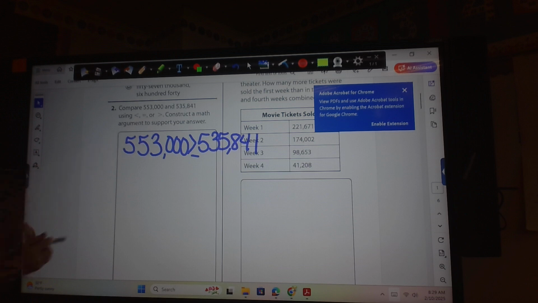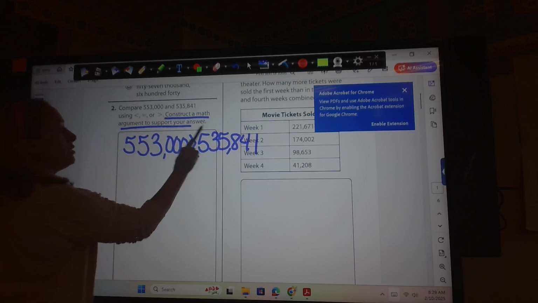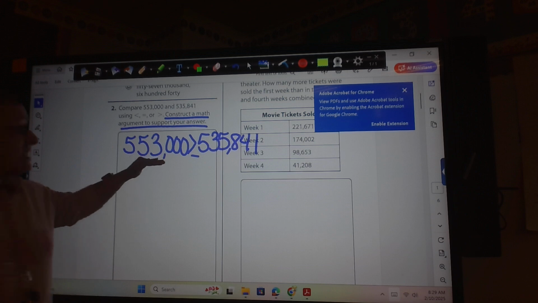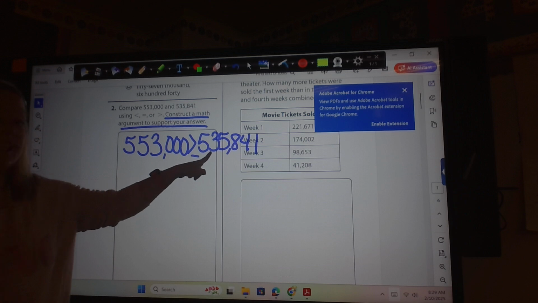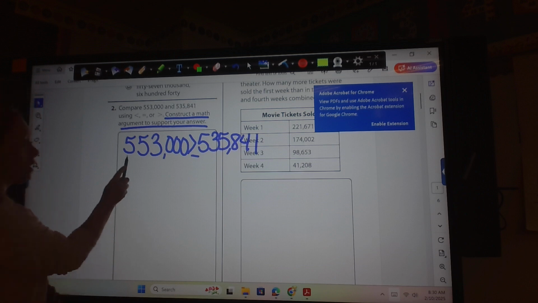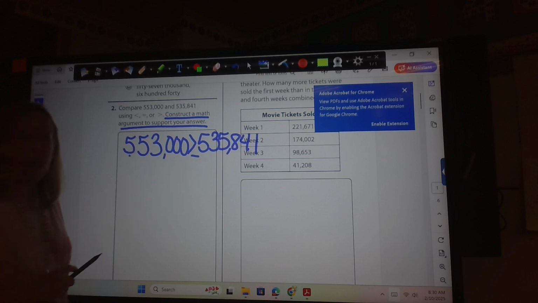Okay, now, this is part 2. Construct a math argument to support your answer. In other words, explain to me why you chose that one. How do you know that this number is greater than this number? Who wants to try to give me something? There you go. So you start from the biggest place and you compare them, right?